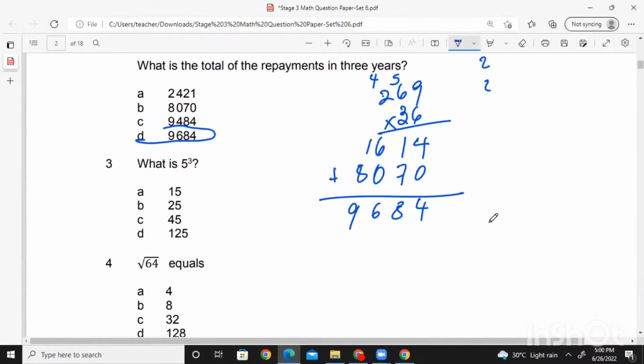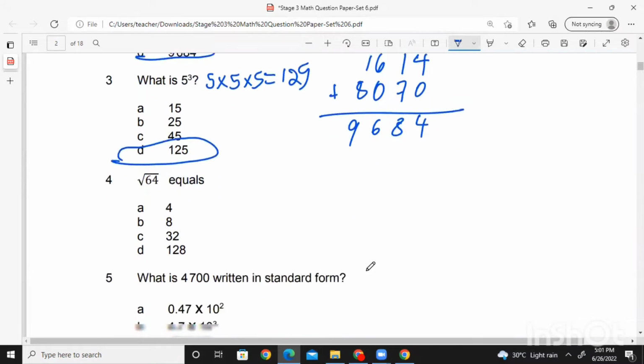But you're definitely going to have to show these skills, because I don't think you're using a calculator in this exam. All right, what is 5 to the third? 5 to the third means 5 times 5 times 5, and this will give us 125. So you could see that that's the answer there.